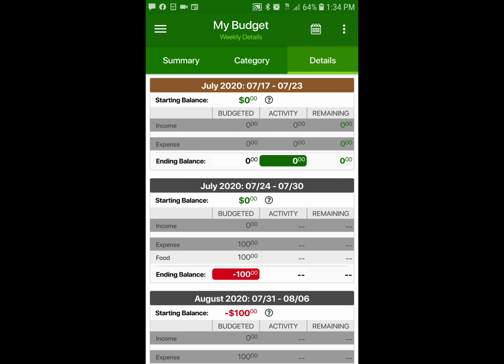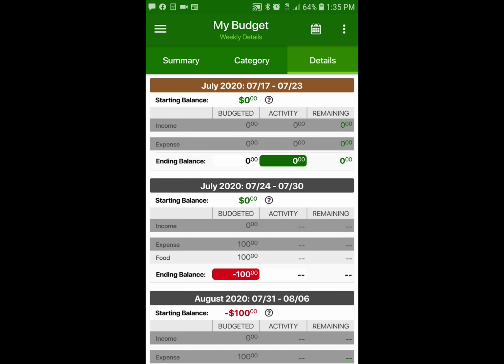So we have a starting balance of $0. Now, if you follow this budget down, if you look at the income, there's $0. And then you look at expense, it has $100 there. So now the gray line is a total of all of the expenses for that week. So it matches actually the food right now because you only have one expense in. In a normal budget, there's going to be multiple expenses there, so they will all add up so you can see the total under expense.